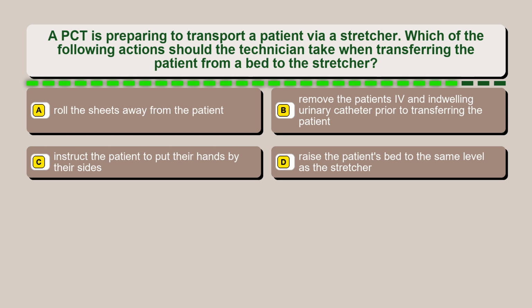A PCT is preparing to transport a patient via a stretcher. Which of the following actions should the technician take when transferring the patient from a bed to the stretcher? Option A, roll the sheets away from the patient. Option B, remove the patient's Foley and indwelling urinary catheter prior to transferring the patient. Option C, instruct the patient to put their hands by their sides. Option D, raise the patient's bed to the same level as the stretcher.